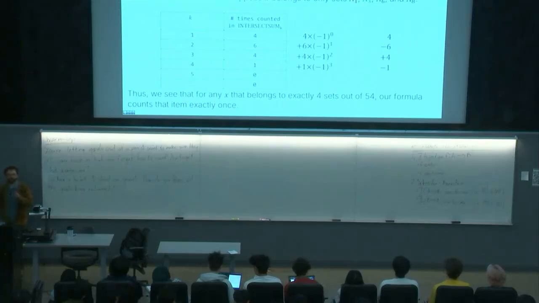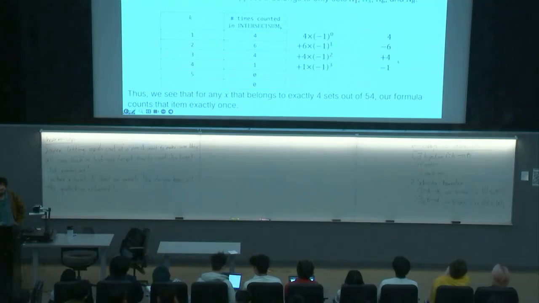So here's a little table of what we just derived. We showed that for an item that belongs to just 4 sets, when we look at intersect sum 1, it's going to get counted 4 times, then 6 times, then 4 times, then 1 time. How do we translate that into what this formula purports to compute? Well, we multiply it by minus 1 to the appropriate power. The first one is 0, then it's 1, then it's 2, then it's 3, which, of course, we just take these odd powers and put a minus sign.